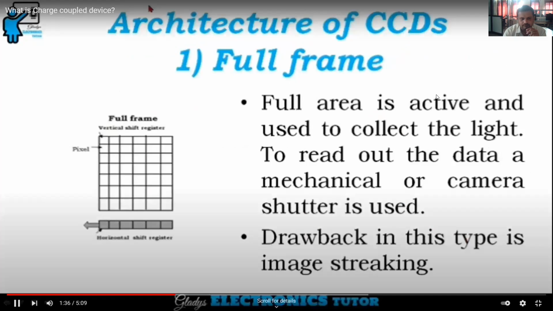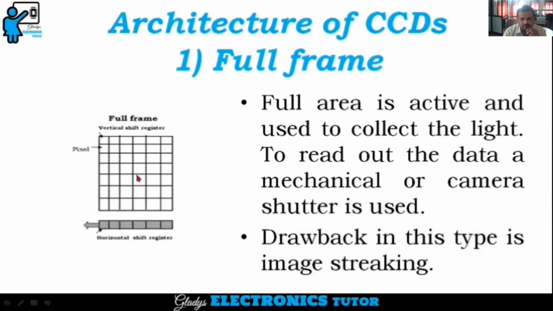Next, we'll see the architecture of CCDs. There are three types. First type is full frame. The full area is active in full frame and it is used to collect the light. To read out the data, a mechanical or camera shutter is used. The drawback in this type is image streaking.